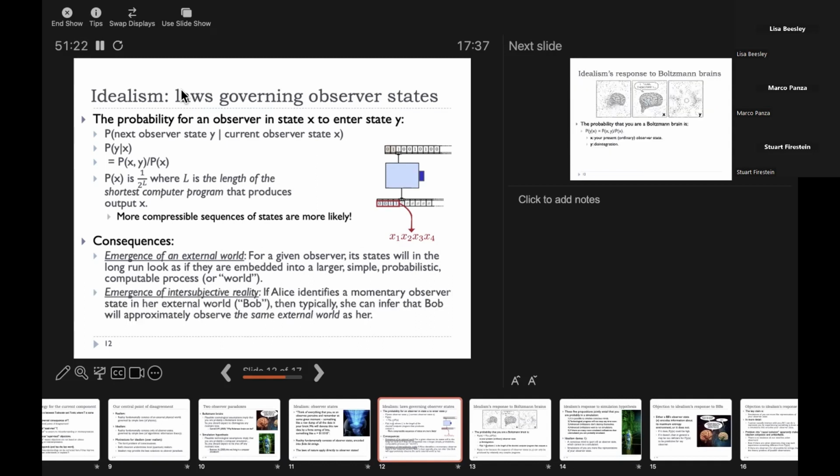What about everyone else? And that's the second thing, emergence of intersubjective reality. So if Alice, for example, identifies a momentary observer state in her external world, calls him Bob, then typically she can infer that Bob will approximately observe the same external world as her. So roughly the idea is this. If I can go and look at Marco's brain and really study it in great detail and encode it into a bit string, then if I apply P to it, I can infer that Marco will see approximately the same world that I think he sees, the same world that I see him see. And so we get an emergent idea of sharing a world, but it's an approximation. Fundamentally, we don't share a single objective world. These shared realities are emergent.